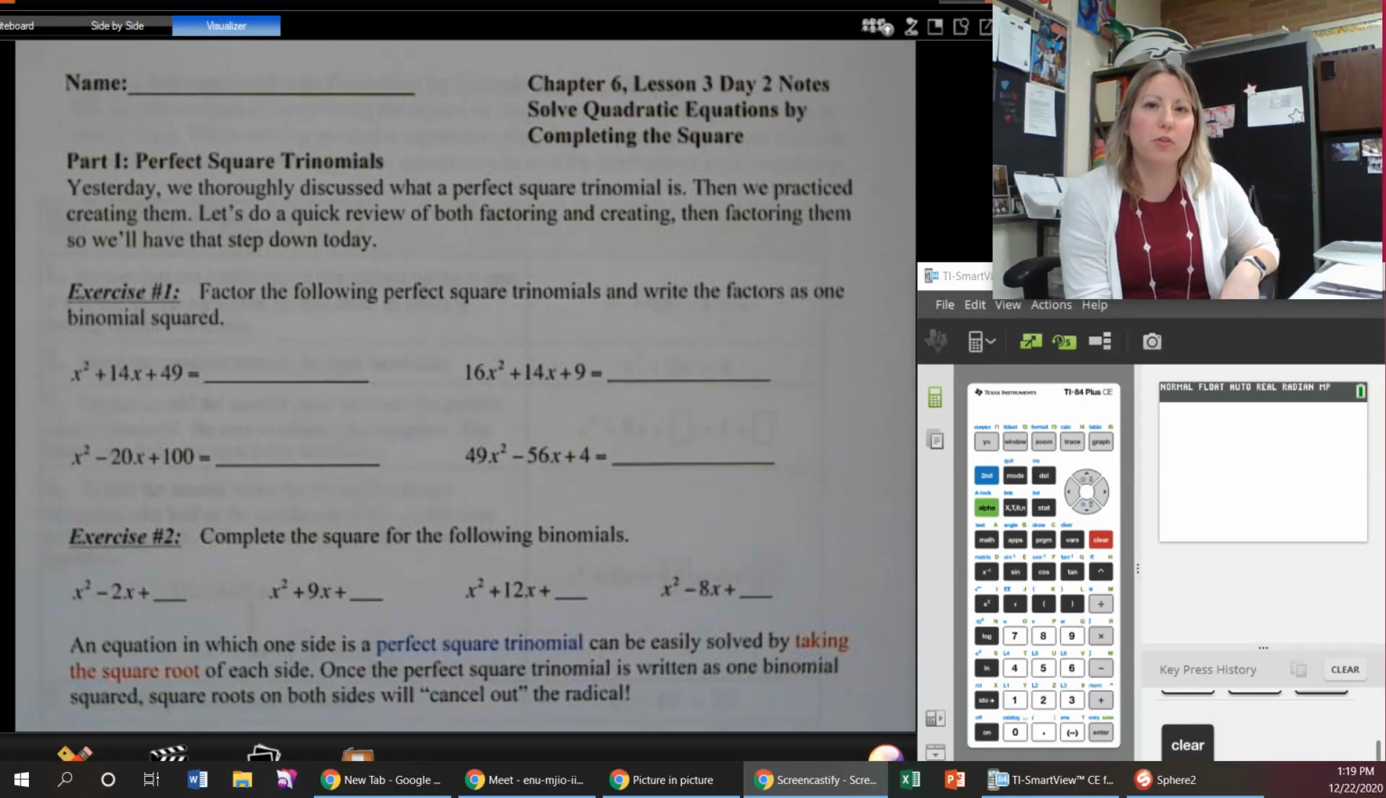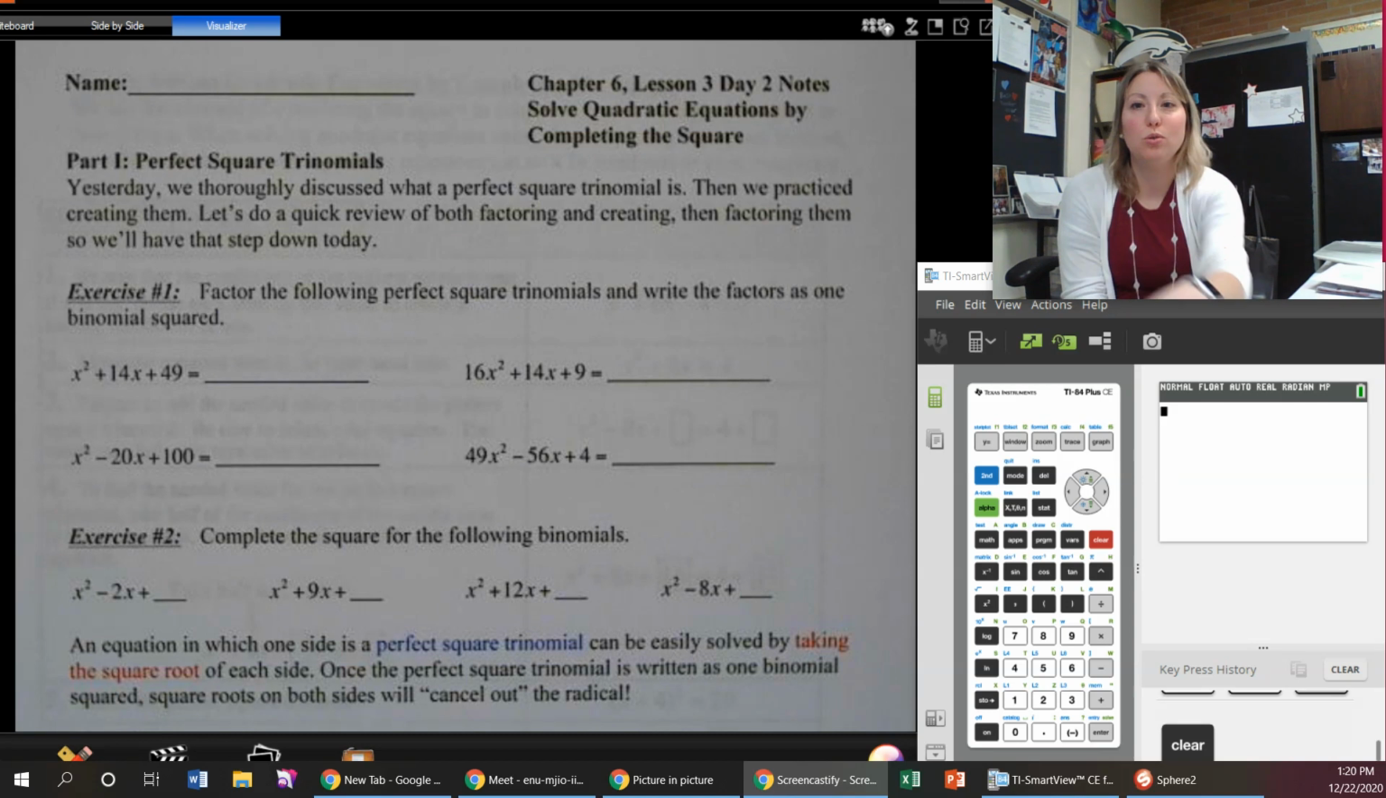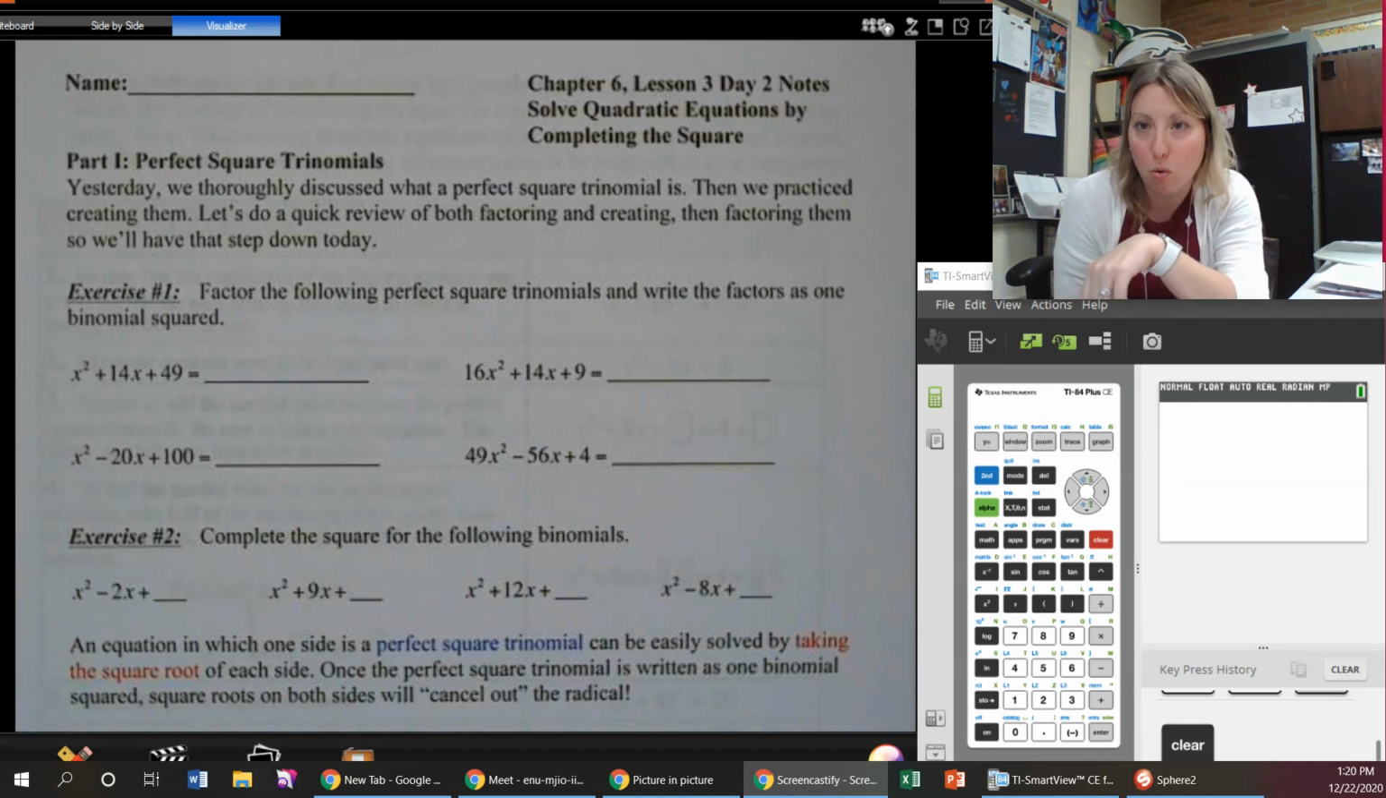Analyzers. Hope you're having fun with completing the square day one. Now we're on to day two. We're going to use those perfect square trinomials to solve our quadratic equations.